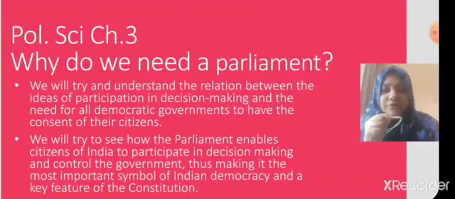What is the key feature of the Indian Constitution? That decision making is in the hands of the people of India. The government is democratic only because of the people of India. And how important is the consent of the citizens of India while forming the government?